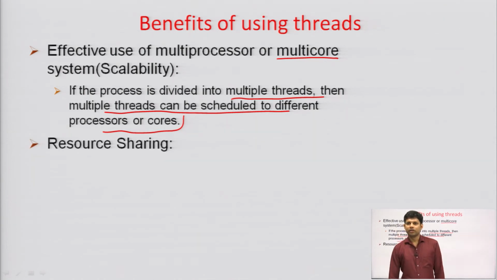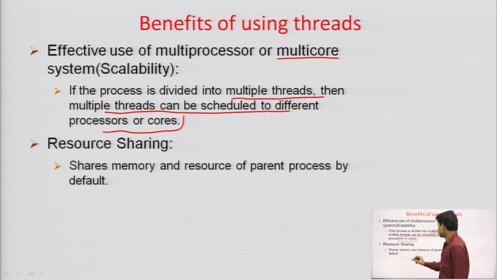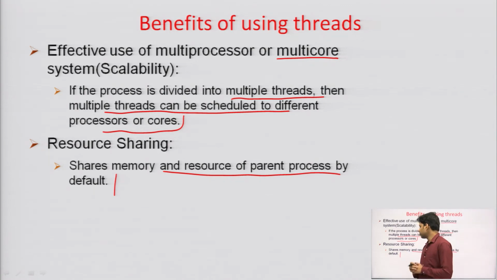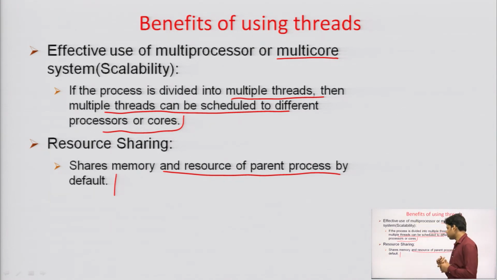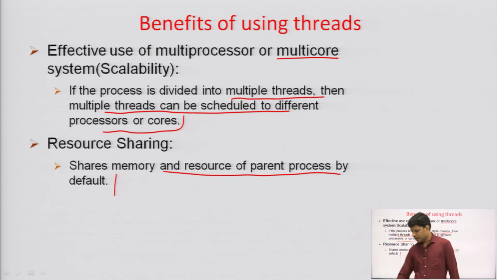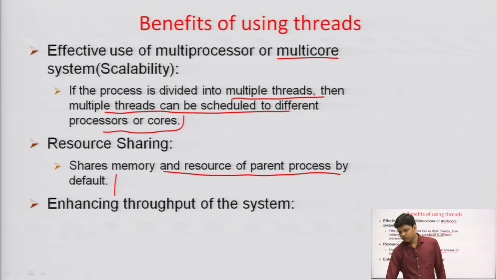Resource sharing. In resource sharing, threads share the memory and resources of the parent process by default, because even two or more threads are from the same program, so obviously they will share the memory and resources of the parent process. Enhancing throughput of the system.